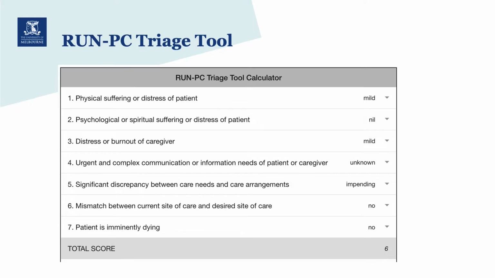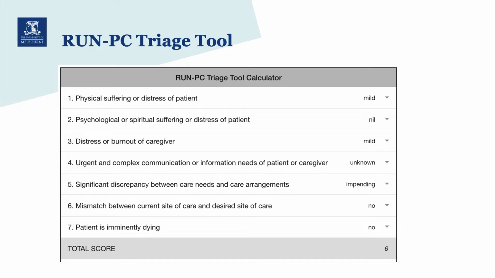And this is really how we might deal with a respite referral, that the discrepancy between the care needs and the care arrangements is impending. So the daughter is going to go away, so there's going to be a discrepancy that the patient can't stay home by themselves without that care, but it's not current, it's next week. Mismatch between current site of care and desired site of care, just remembering that that's around the distress about the site of care, so that's no, and she's not imminently dying.